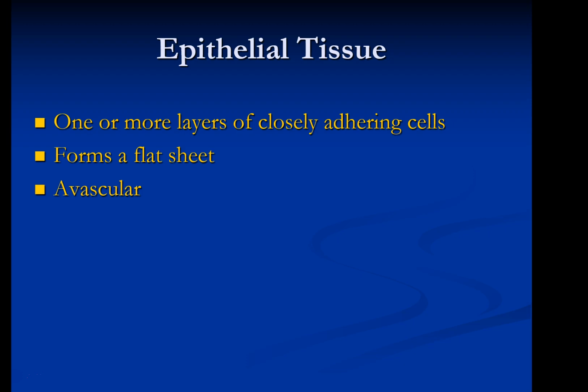If the cells are so tightly packed together, okay, then it's almost like it's solid. There's no room for blood vessels to pass between the cells. Okay, avascular means without a blood supply. So epithelial tissue tends to be avascular because the cells are so tightly packed together the blood vessels can't get between the cells. Okay? So cells are too close for the vessels.